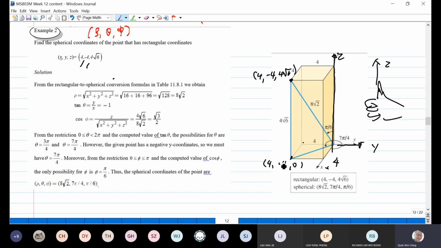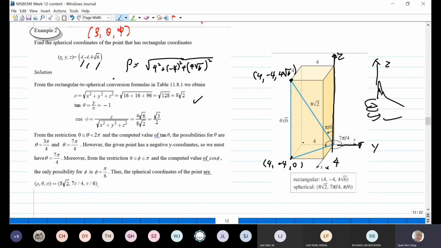So where is actually rho and theta and phi, right? So rho is very easy. Rho is a distance. Once you know x, y, z, rho is actually the square root of 4 squared plus minus 4 squared plus 4 square root 6 squared. Take a square root, there will be rho. So this one is 8 square root 2. So the distance from the origin is 8 square root 2. This is how to find rho.